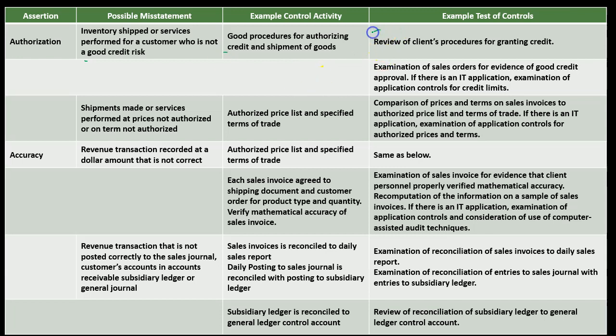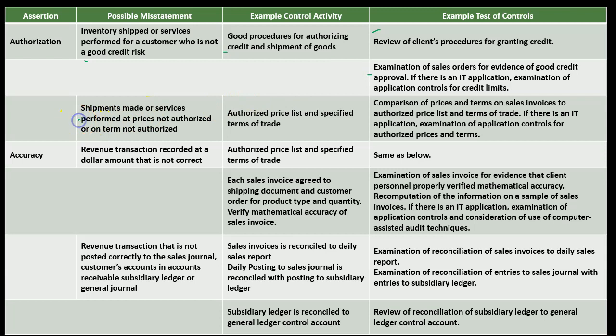How can we test that internal control as the auditor? Review of clients' procedures for granting credit. And then we're going to have an examination of sales orders for evidence of good credit approval. If there's an IT component, we'll check that as well.